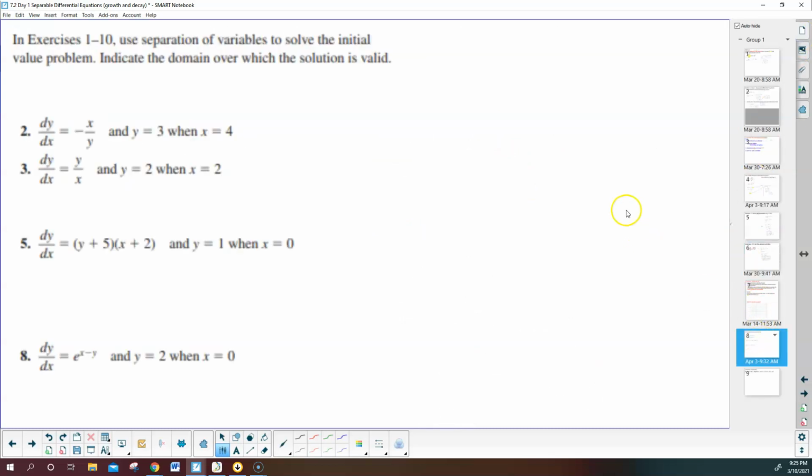All right, what I would like you to do is pause the video. I want you to try these 4 problems. Try them on your own, and we're going to go over them. I'm going to actually put the answers up here so then you can check your work. But pause the video right now, and we'll go through them in a little bit.